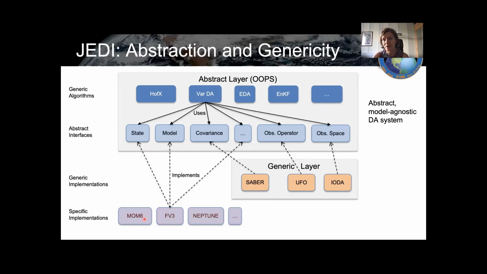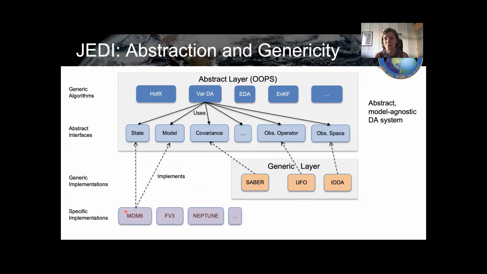Besides the FA3 implementation, we can also have other implementations of model interfaces like state, model, etc. We have a MOM6 interface developed by the SOCA team, the Ocean Model interface, a Neptune interface, and multiple others that have been mentioned before. And the idea here is that, let's say we have this variational DA algorithm or application written in OOPS using these abstract interfaces like state and covariance, etc. We could then instantiate this application with implementations of observation operators from UFO and observation space from JEDI, covariances from SABRE, and model-related classes and interfaces from FA3. And we could run that application.